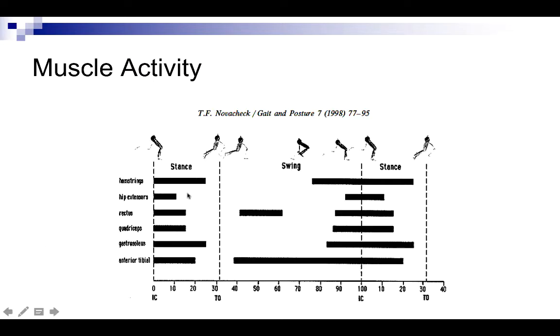So we can kind of confirm that with the EMG data, and this is from the same paper by Novacek in 1998. We can look here in this review, they're identifying the different muscles: the hamstrings, hip extensors, quadriceps, and anterior tib. Here's initial contact, and at initial contact we have a large increase in muscle activity, and it's off near toe-off. Then we can see there's some pre-activation during swing, and as we go to the subsequent initial contact, we again have a large increase in EMG activity to handle the landing mechanics.